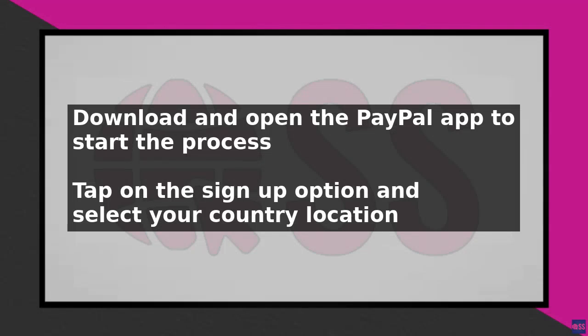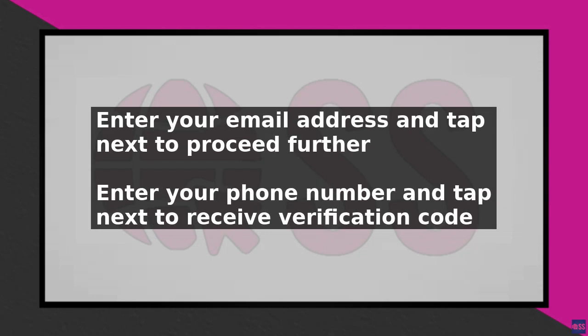To create a new PayPal account, start by downloading and opening the PayPal app. Once the app is open, tap on the Sign Up option. Select your country from the top right corner of the screen. Then enter your email address and tap Next.